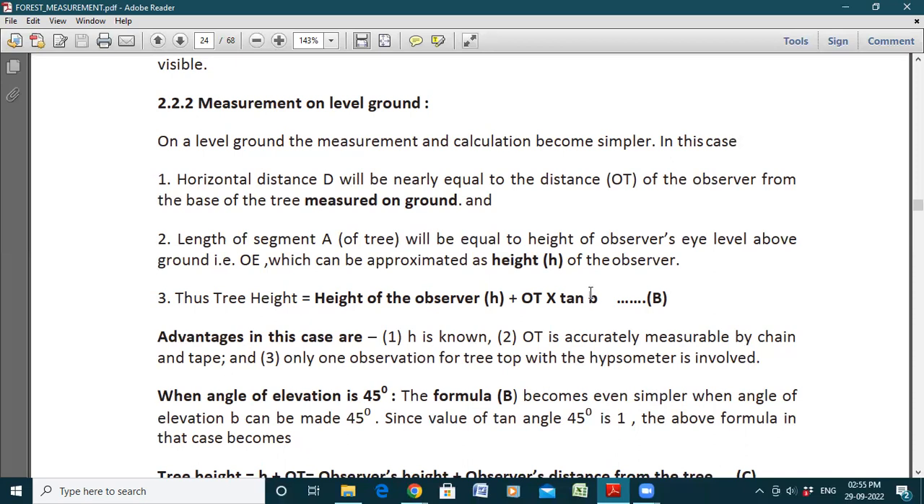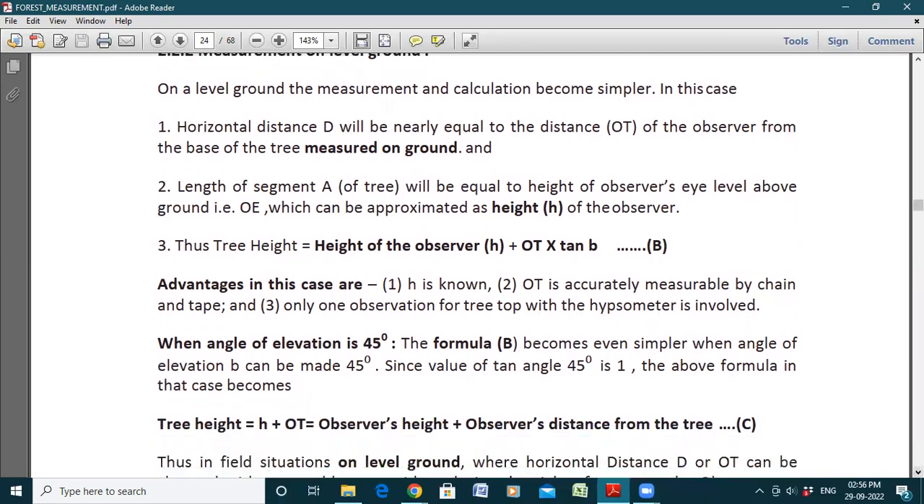If you know the angle of depression and you know this value, then you can easily calculate it, because you already know the height of the observer. So what is the advantage in this case? The advantage is that the height of the observer is easily known, right? So AC is known, and OT is actually measured by a tape, which is very easy. And only one observation from the tree top with the hypsometer is involved. The hypsometer is what I mentioned; we calculate the height, so this is the simple advantage.